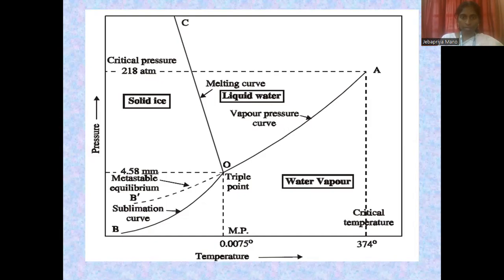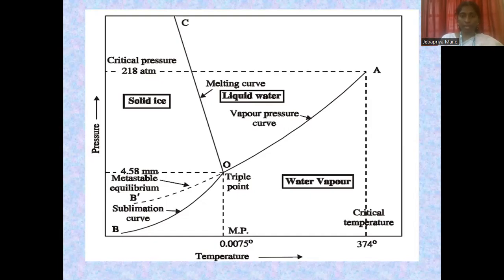Now let us go into the curves. Let us see the curve OC. Here, one phase gets transformed to another, that is solid ice getting transformed to liquid water. So along the curve, two phases will be in equilibrium, solid ice as well as liquid water. So two phases are in equilibrium.